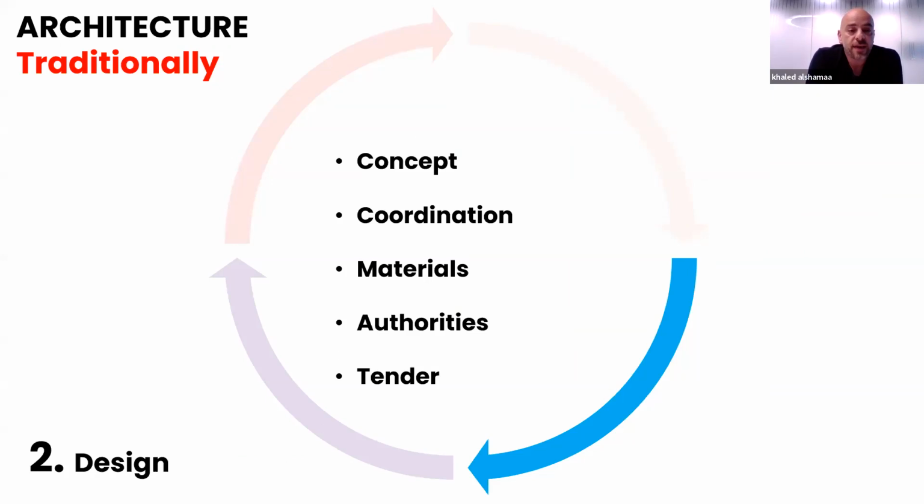Now moving to the next phase, which is design. After we have the project brief, we start the creative phase. During this phase, we start with a concept or concepts. Then we advance it with coordination with all stakeholders. We select and specify materials. Then we submit to the client and authorities to get the building permit. Right after the building permit, we tender the project to get the best contractor.